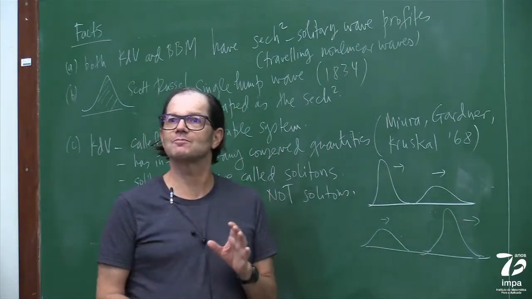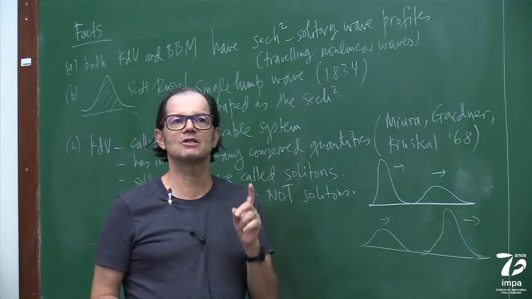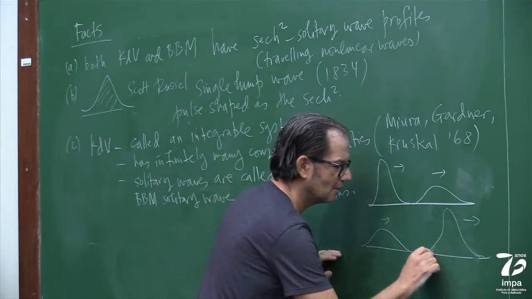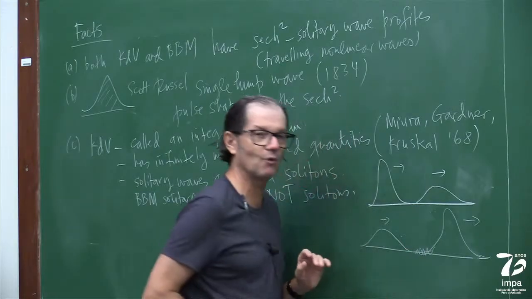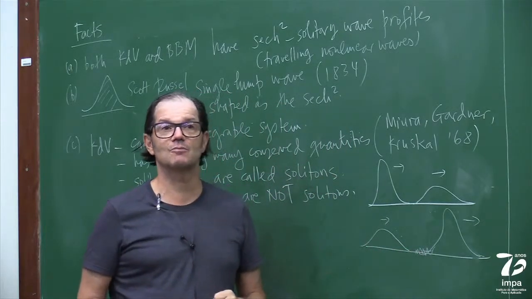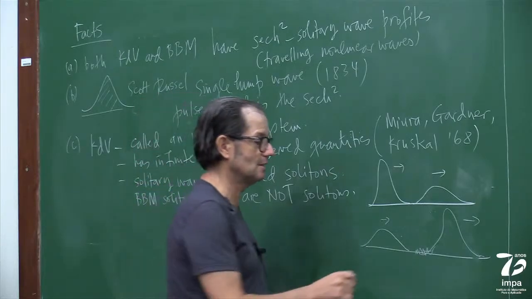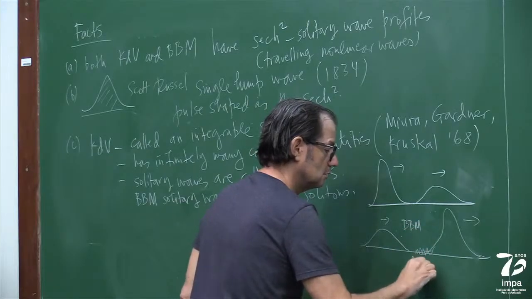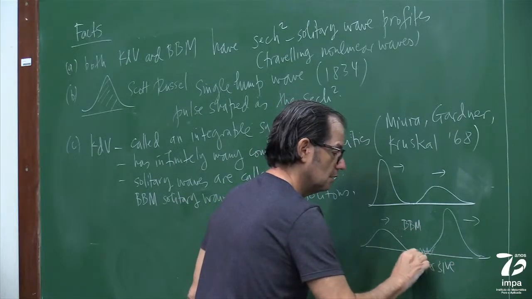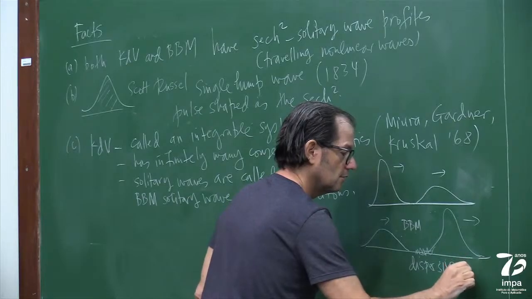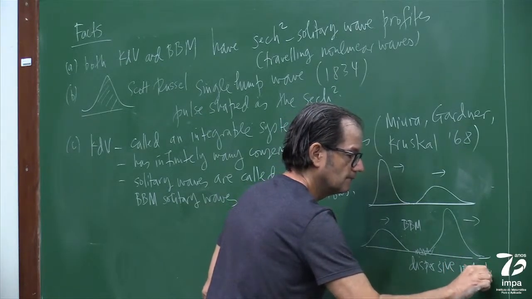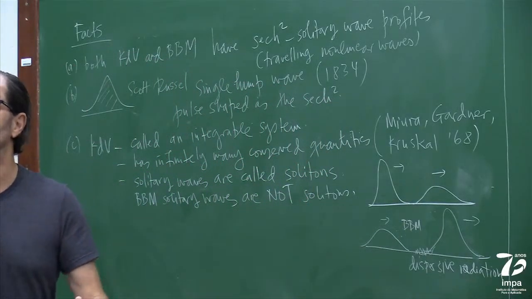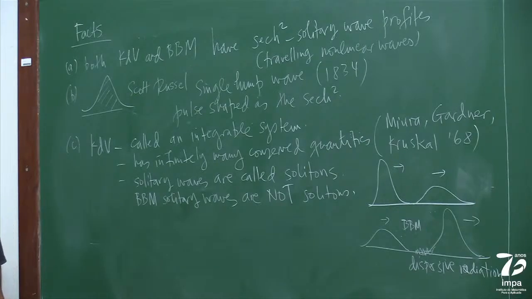They don't collide perfectly. You see a little bit of what's called a dispersive radiation, which means, say, here at the back of the wave, after the collision, there's some oscillations, which is basically called, this is for the BBM, called dispersive radiation. So therefore, the collision is not perfectly elastic. It's not elastic.